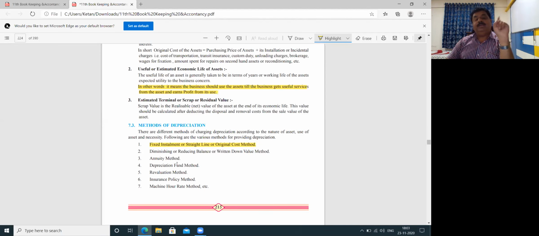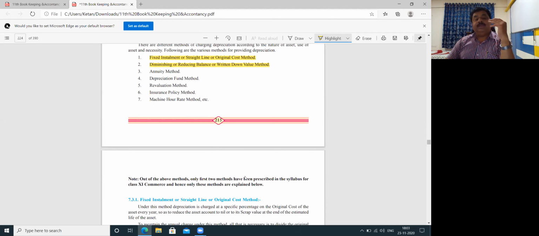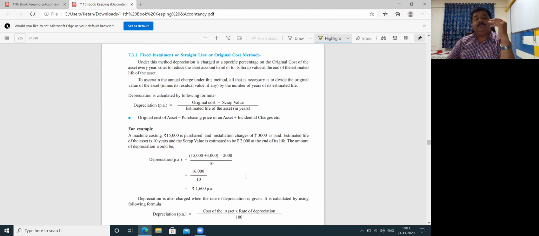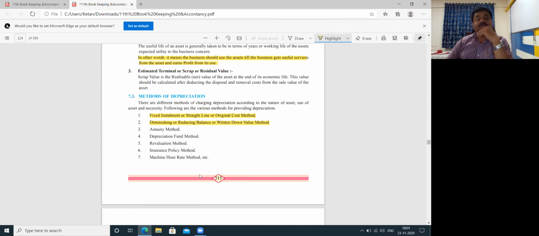Fixed installment, straight line or original cost, one and the same thing. Then diminishing balance or reducing balance or written down value method. You have these two methods in your syllabus. Now we are going to discuss the methods very properly. Methods आपण properly पुढे discuss करणार आहोत.